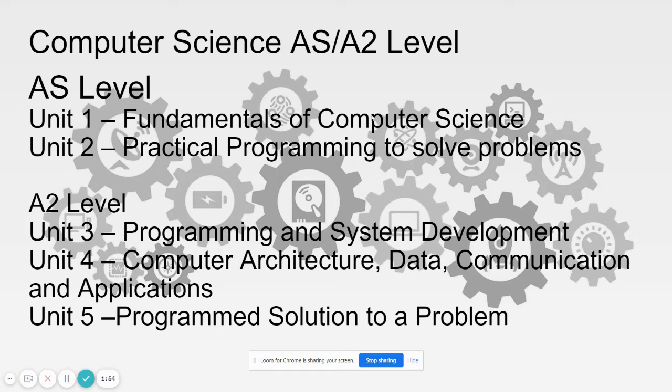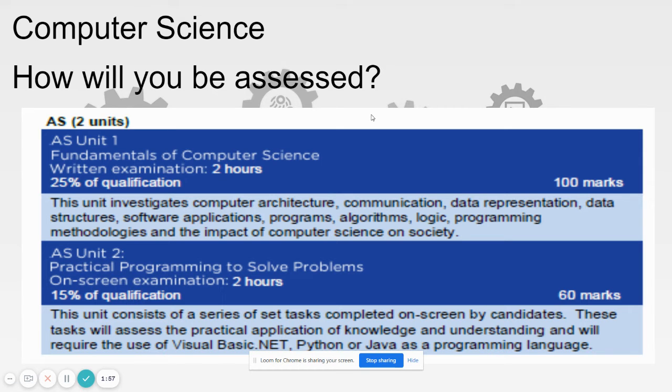Let's have a look at the units in a bit more detail. So at AS level, Unit 1 looks at the fundamentals. This covers many of the topics you would have covered at GCSE if you studied it, such as computer architecture, how data is stored, and data representation, using logical operations. It's worth noting at this stage that the theory content of this course does require a high level of competency in maths for topics such as Boolean algebra in Year 12, and looking at complex algorithms and calculating their efficiency in Year 13. Unit 1 is assessed via a written examination that is 2 hours.